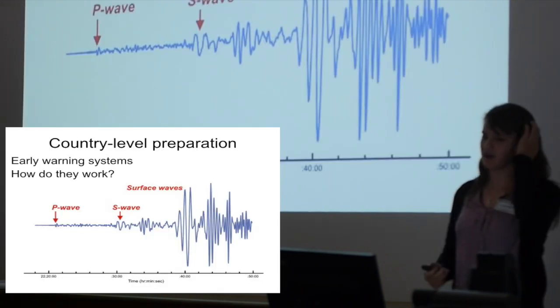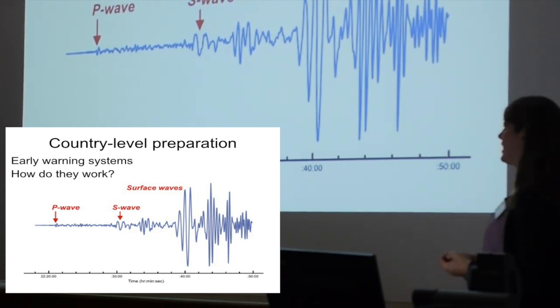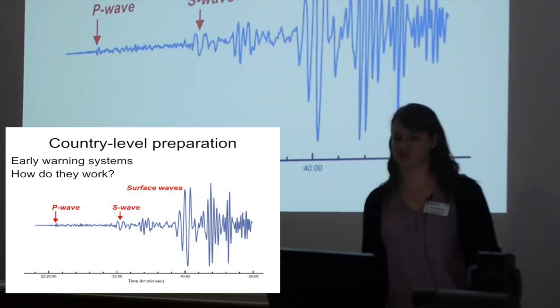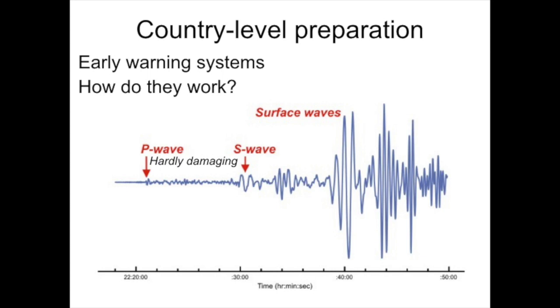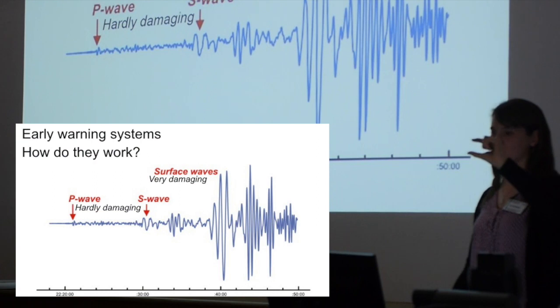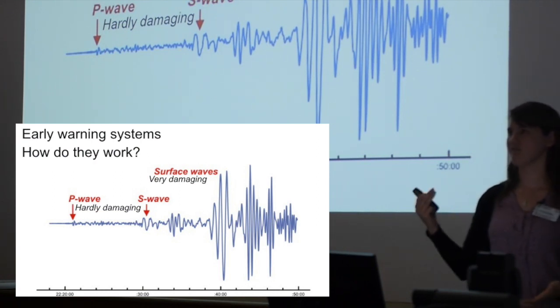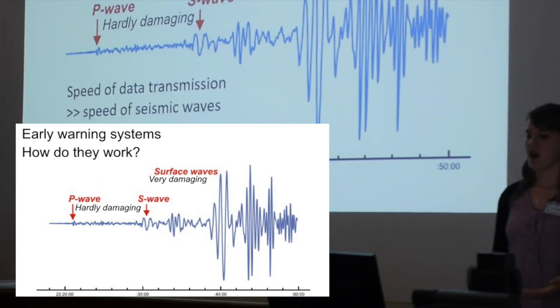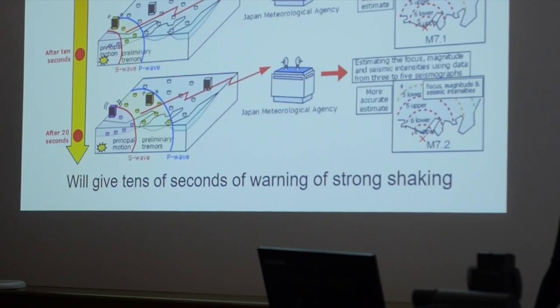An earthquake early warning system is based on the different travel times and different speeds of the different waves produced by earthquakes. The first ground movements are from P waves and S waves, and these are pretty small and don't do very much damage at all. In contrast, the surface waves, the ones that come later, are very, very damaging. And the speed of data transmission, whether by fiber optic cables or 3G networks, is much, much faster than the speed of seismic waves.